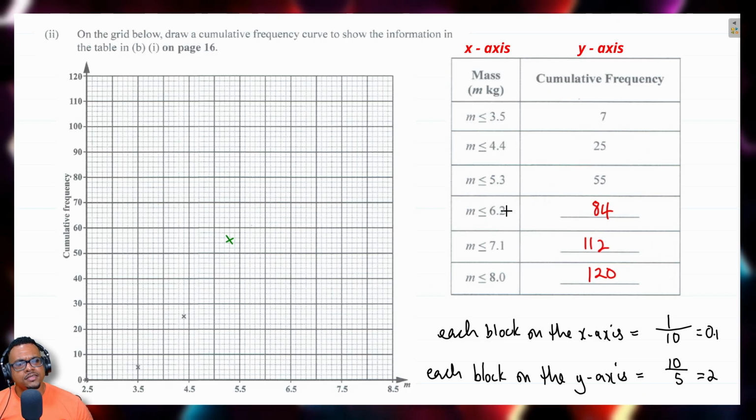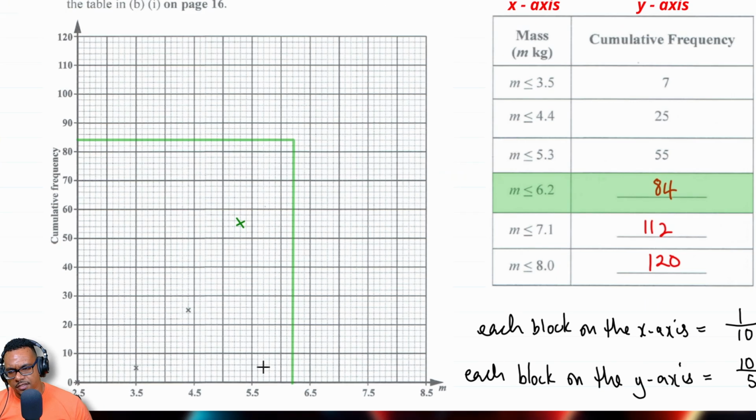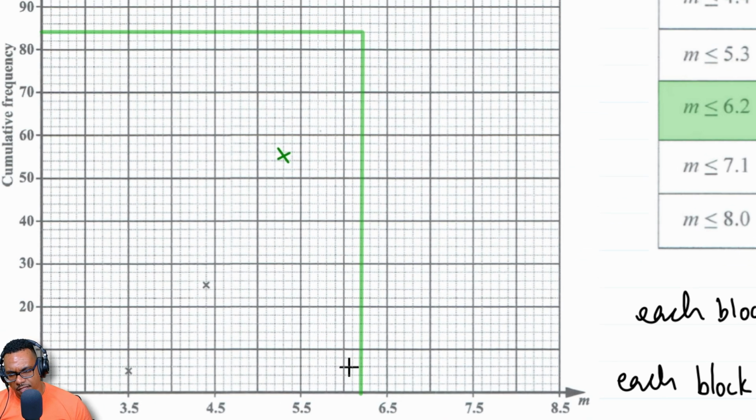So now we're plotting 6.2 on the x-axis with 84 on the y-axis. So here's 5.5. Here will be 6. See, 6.5. So here's 6. So 6.1, 6.2. So I'll stick to this line here with 6 and go all the way up to 84. So go all the way up to 80 here. So 82, 84, and now I'm going to come across to 6.2, right? So 6.1, 6.2.